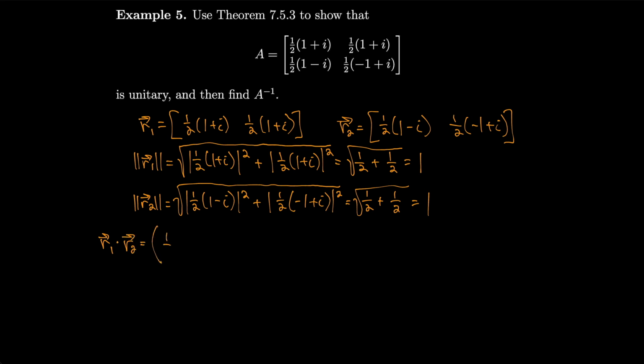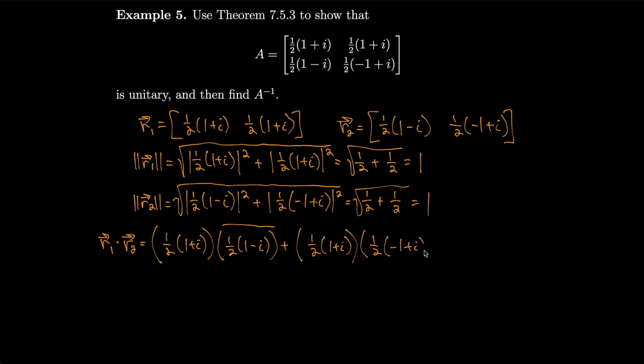So that's half (1 plus i) times half (1 minus i), and we'll remember to take the conjugate. Add that to the next components, half (1 plus i), and multiply that by the other component's conjugate, so that's half (minus 1 plus i).